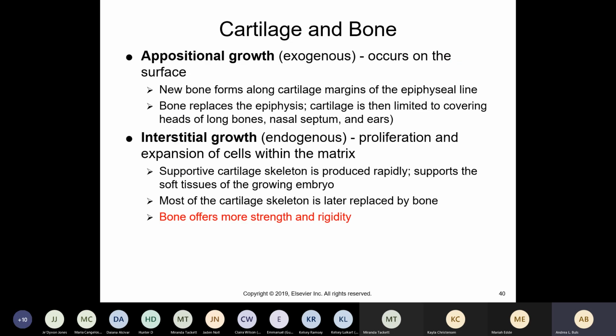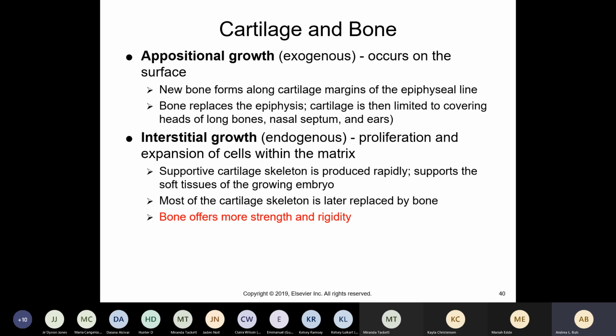Appositional growth is exogenous. It occurs on the surface. Exo means outside, ecto means outside. So appositional growth is occurring exogenously, or on the surface of the bone. So new bone would form along that cartilage margin of the epiphyseal line. The bone would replace the epiphysis. Cartilage is then limited to covering the heads of the long bones, the nasal septum, and our ears.